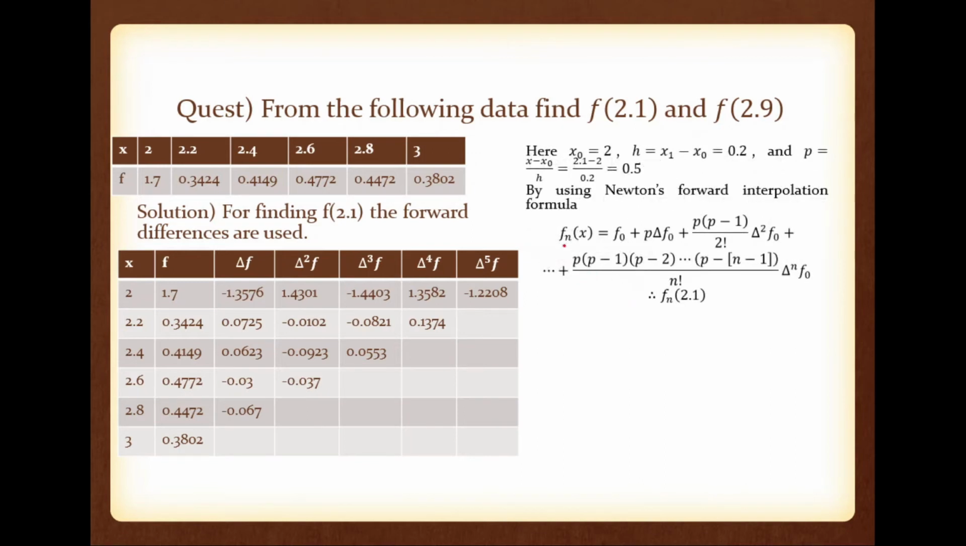That is fn of x is equal to f0 plus p into delta f0 plus p into p minus 1 divided by 2 factorial into delta square f0 plus etc. plus p into p minus 1 into p minus 2 into etc. into p minus n minus 1 divided by n factorial into delta raised to n f0. So this is fn of x as per Newton's forward interpolation formula or extrapolation formula.